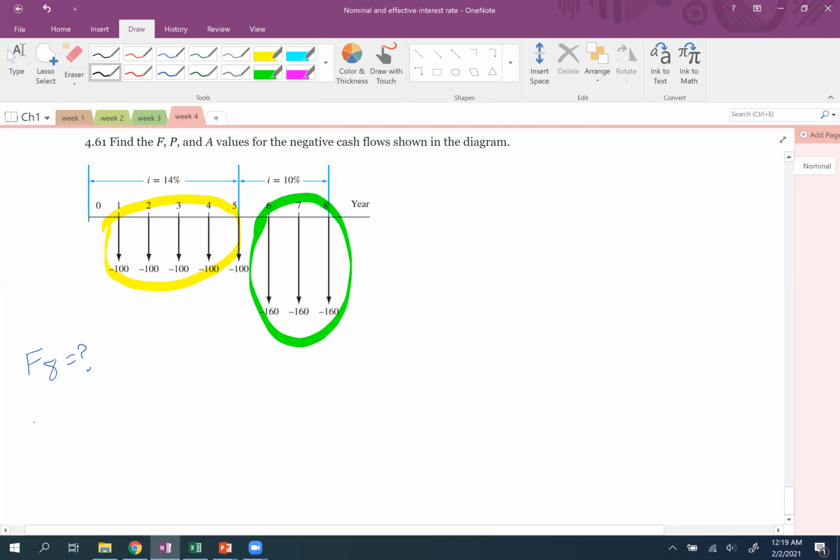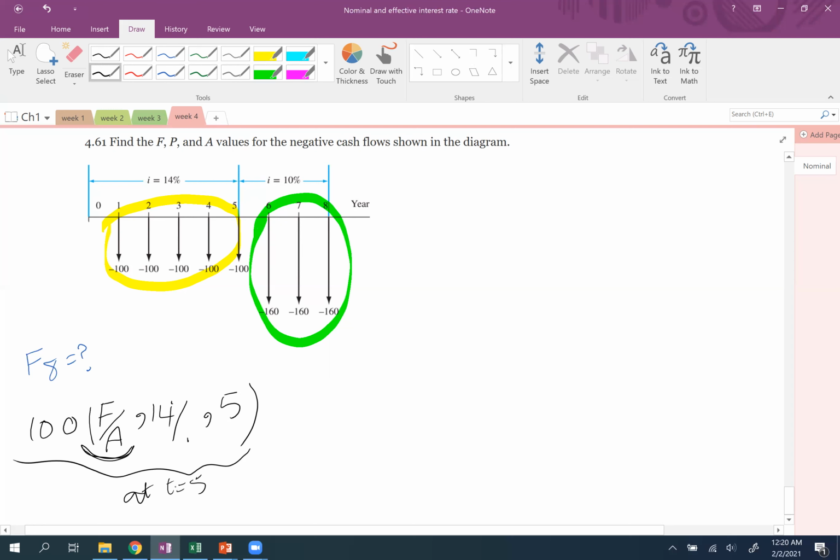So do you agree I have equal amounts of A? I want to find F for the given A. The interest rate for the yellow part is 14%. What is the value of N that you have? 1, 2, 3, 4, 5. And if you recall, we said in chapter 3, F given A will shift you to the period which is the same as the last A. So right now I'm at time equal to 5 for the yellow part.